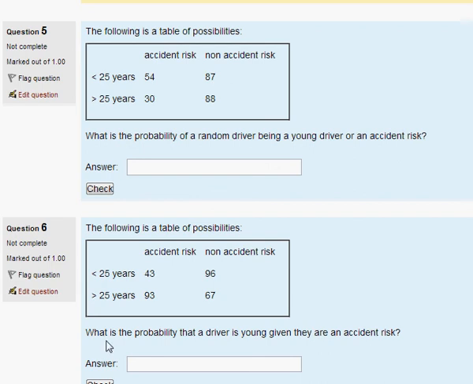Similarly, we can ask the probability the driver is young given they are an accident risk. So this would be in this population. So within this column, we would do 43 divided by 43 plus 93. So in short, that's how you handle part one. So when we continue, we'll look at extending this to dealing with, rather than counts of people, but being given probabilities in the first place.